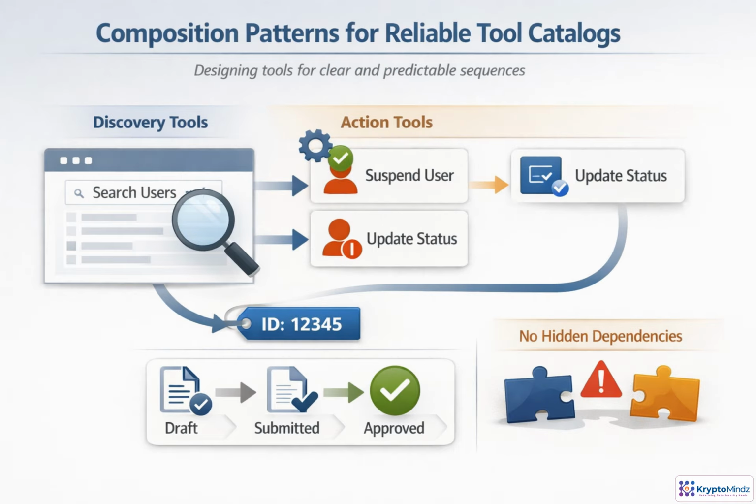Reliable composition starts by separating tools that find things from tools that change things. The model should search or retrieve first, receive a stable identifier, and then pass that identifier into the next call. Action tools should make preconditions and state changes explicit. Draft can become submitted, submitted can become approved. If a step requires confirmation, expose that as a tool or field, not as hidden knowledge. The goal is a predictable chain, where each result clearly enables the next safe action.